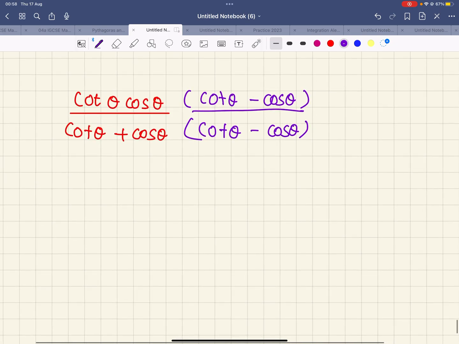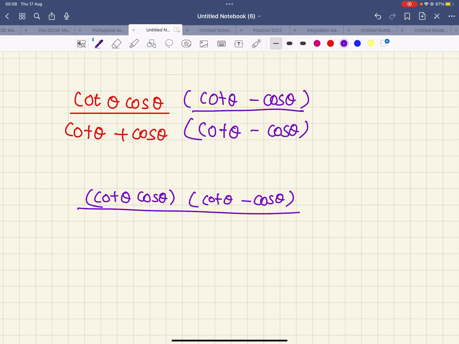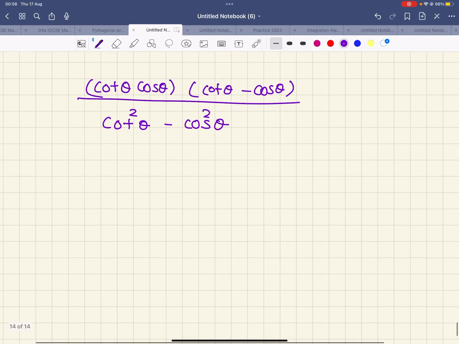So in here, I've got cot theta cos theta, times it by cot theta minus cos theta over cot squared theta, that's difference of two squares, minus cos squared theta. So that's what I have there.